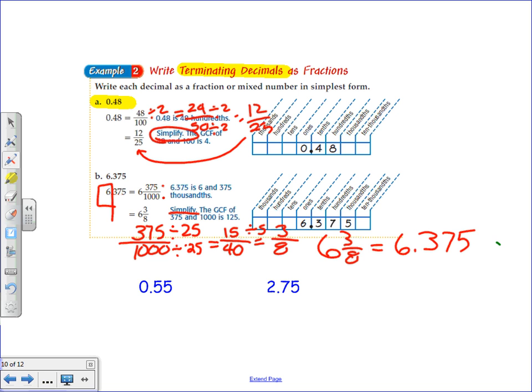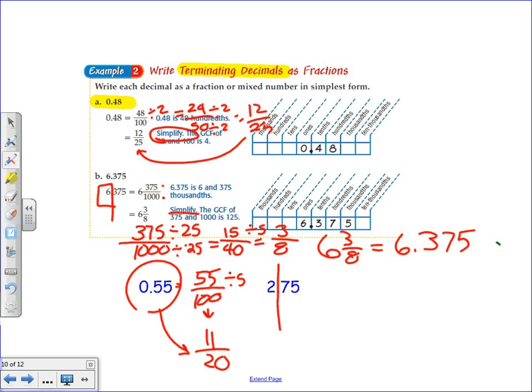Let's try a couple more. 0.55 or 55 for the numerator, 100. That's easy. However, simplifying is a little more complicated. Divide both of them by 5. 5 into 55 is 11. 5 into 100 is 20. 11/20. This simplified as a fraction is 11/20.